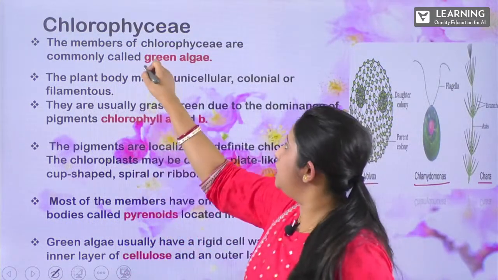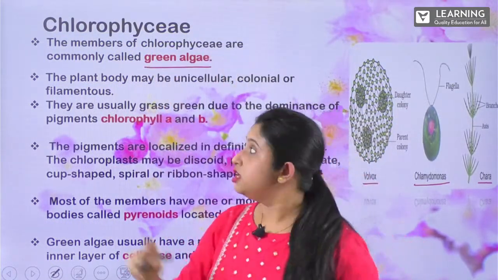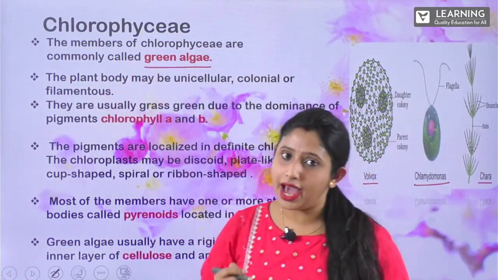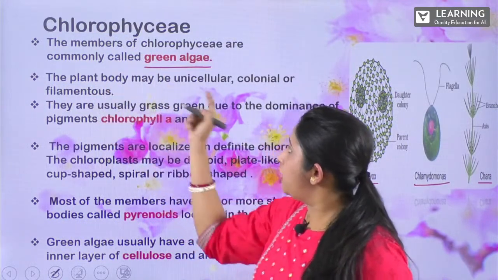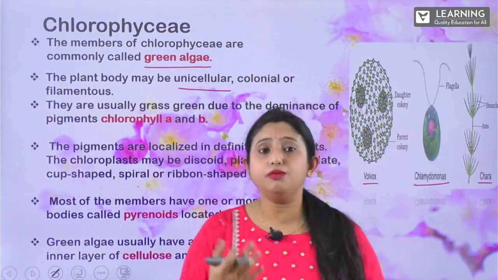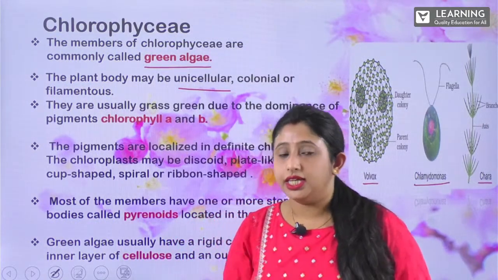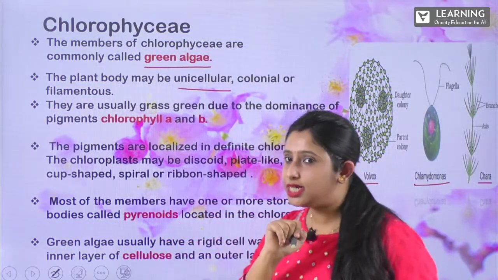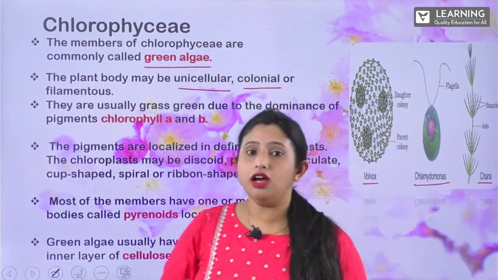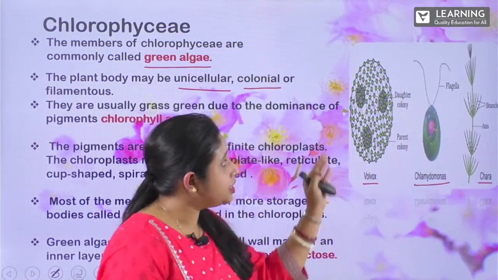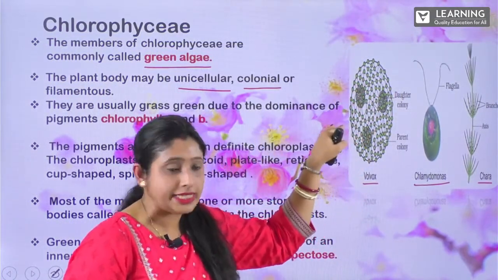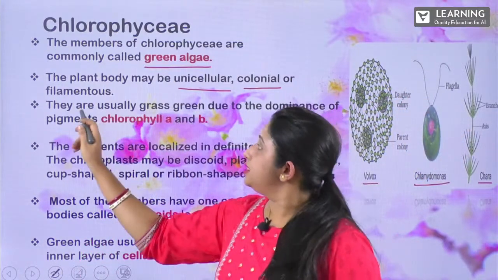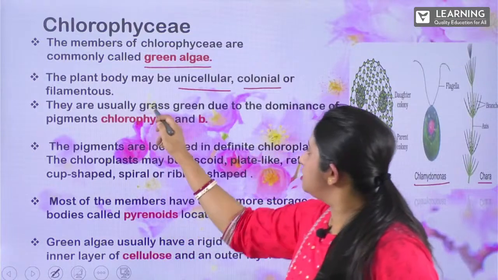Yes, it is your green algae. Remember that. The members of this Chlorophyceae are commonly called green algae. The plant body may be unicellular, only one cell, and colonial or filamentous. Some are in the form of colonies and some are straight, filamentous.